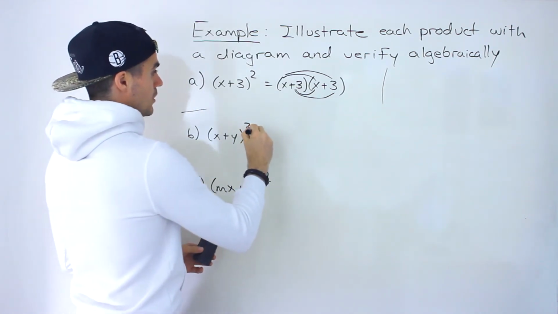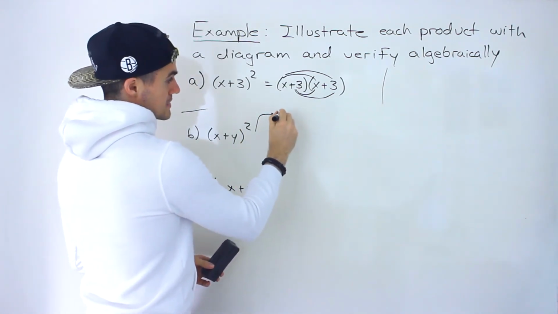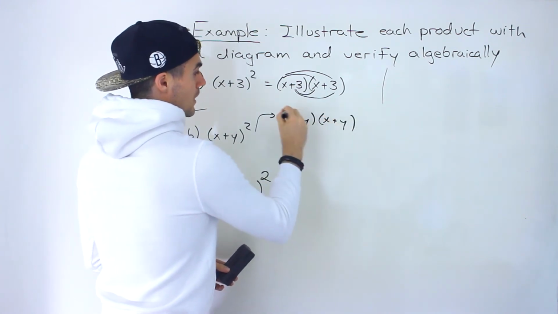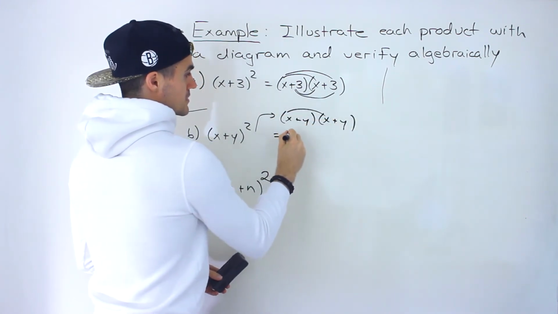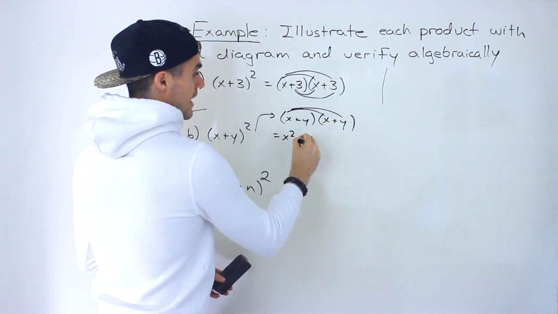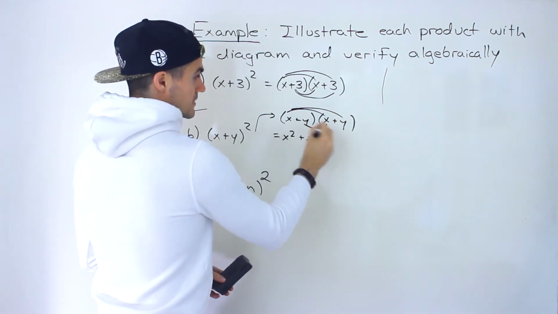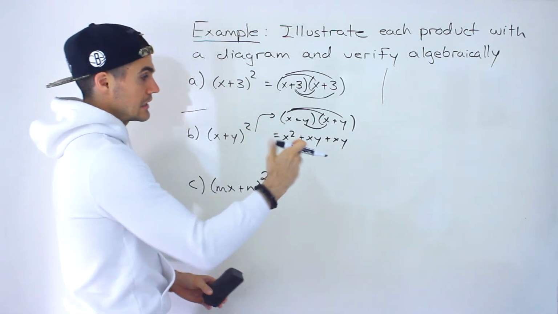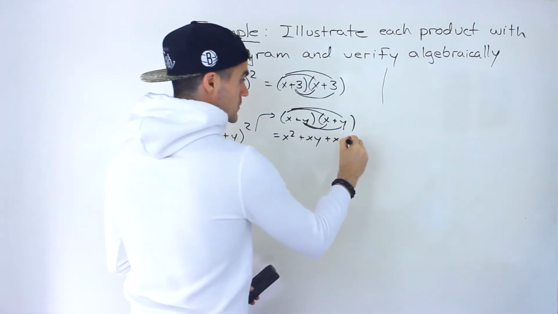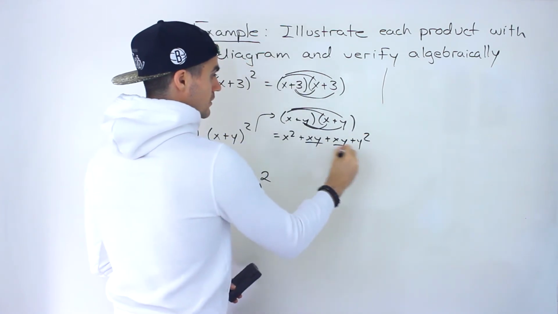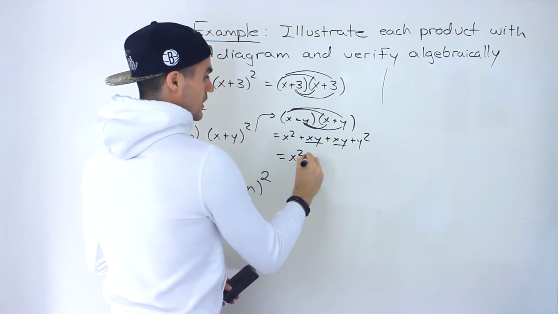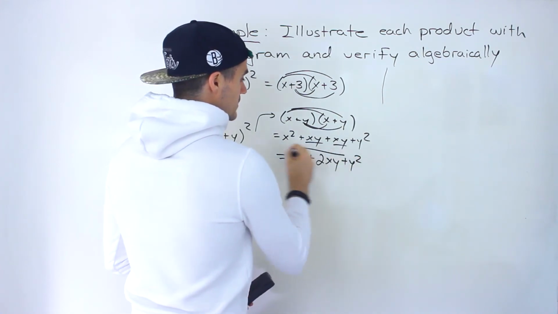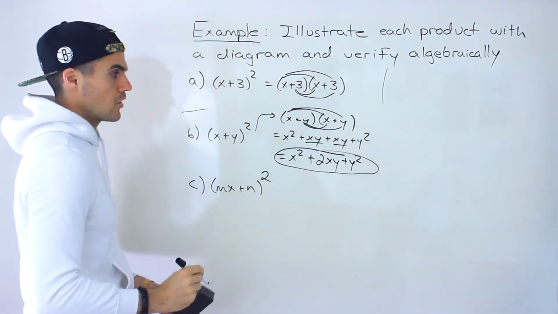So let's do part B. We got x plus y times x plus y. That's going to be x plus y, x plus y. So x times x gives us x squared. X times y gives us xy. Y times x, same as xy, put in alphabetical order so you can notice the like terms easier. And then y times y gives us y squared. These are like terms. So we end up with x squared plus 2xy plus y squared. So that ends up being the product.